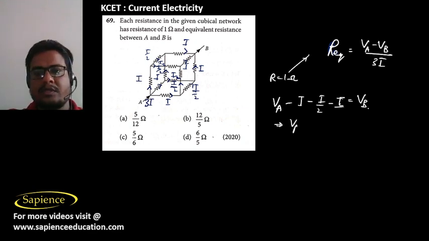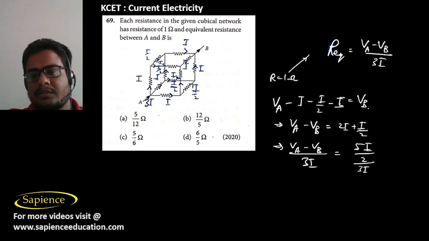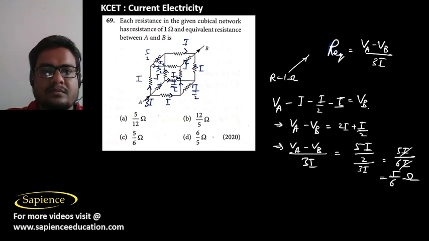Therefore VA minus VB is equal to I plus I by 2 plus I, that is 5I by 2. So VA minus VB by 3I will be equal to 5I by 2 divided by 3I, which is 5I by 6I, that is 5 by 6 ohm. Option C is the correct answer.